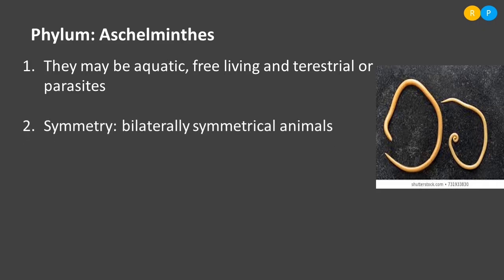Then if you see the symmetry of the body, they are bilaterally symmetric animals. You can understand by seeing the diagram, right? Only through one plane passing through the central axis can we divide the animal into exact two halves. Because of that, the symmetry in the animal is bilateral symmetry. They are called bilaterally symmetrical animals.